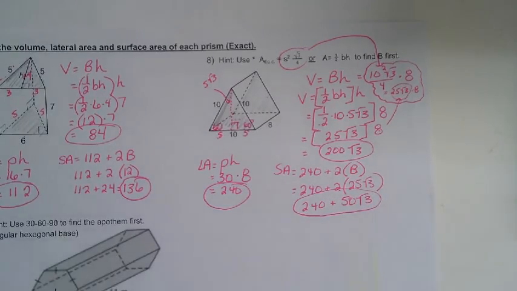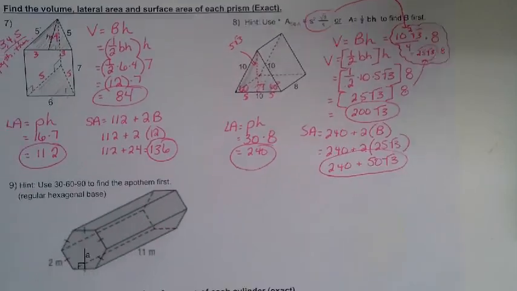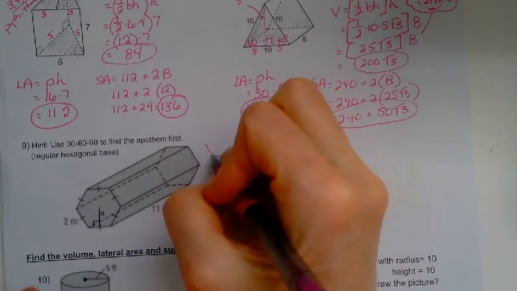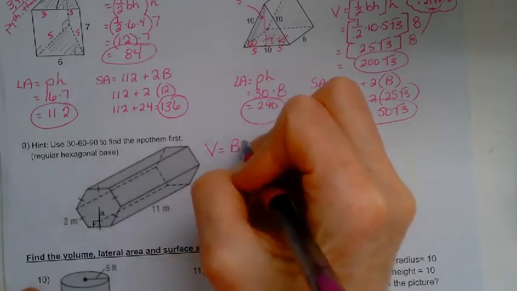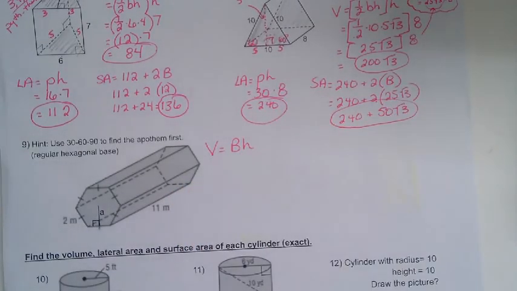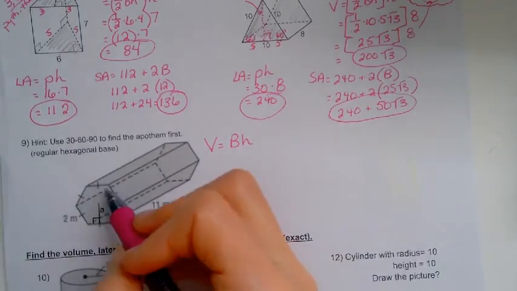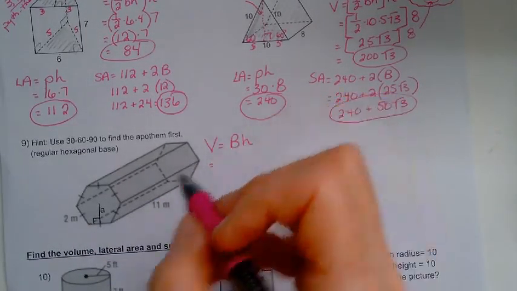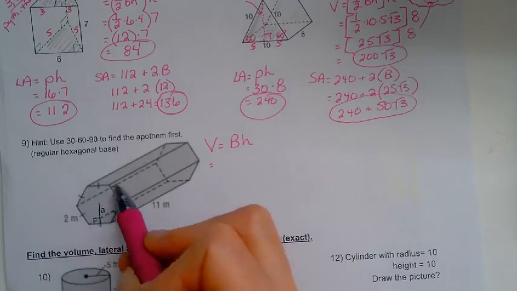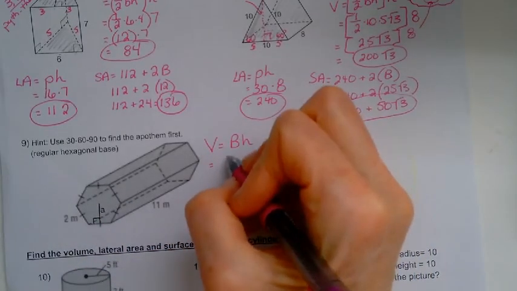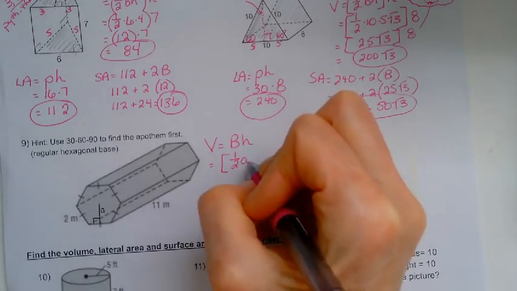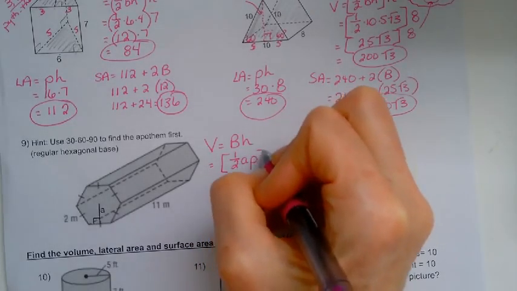Okay, number 9. We're going to find the volume first, which means we need to find the area of the base. So the volume is equal to the area of the base times this 11. Okay, well, what is the area of the base? This is a regular hexagon. So the formula for the regular polygon is 1/2 times the apothem times the perimeter. That will give us the area of big B, and we'll multiply that times 11.